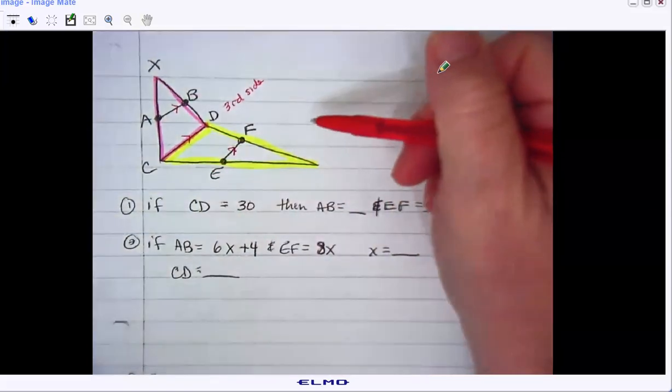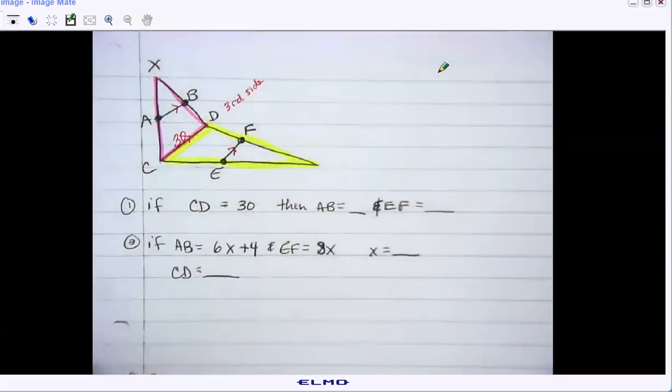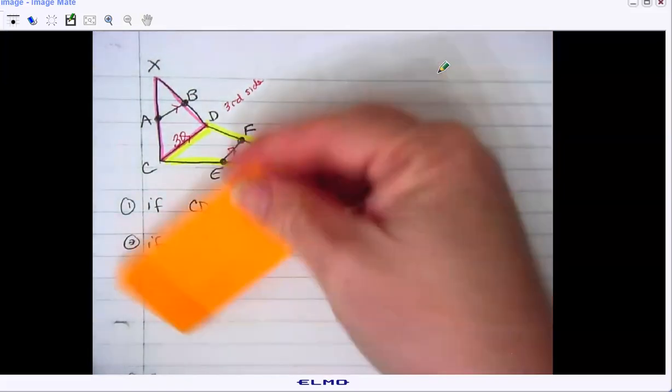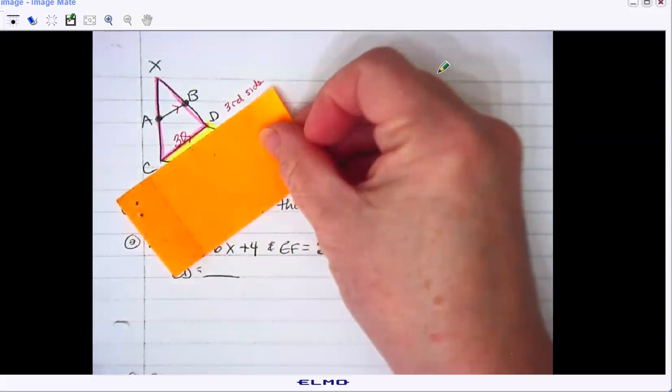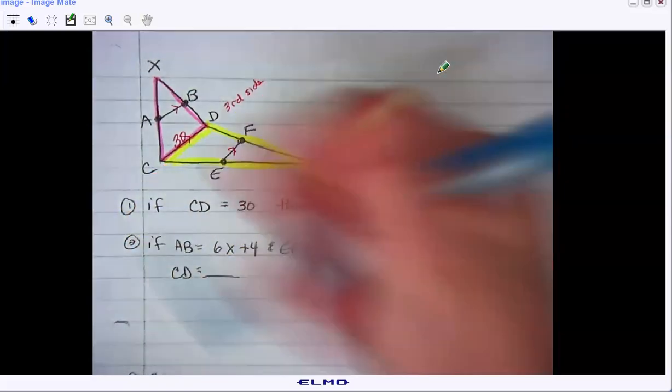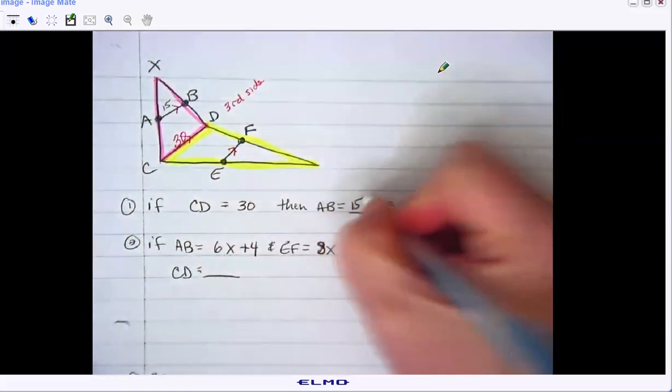Okay, so let's label what we've been given. We've been given that CD is 30, and we want to know how big is AB. If I cover up this triangle, how big would AB be? Is it half or double? Half. It's half, so what would that be? 15. Okay. So AB is 15.